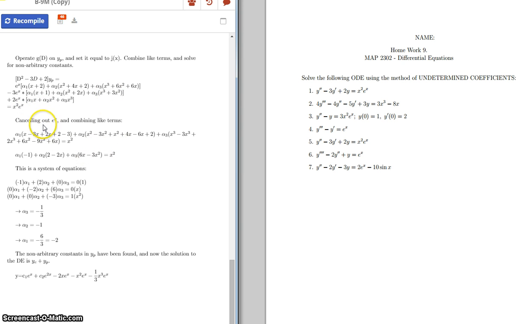Alright, now canceling out e to the x, because we have an e to the x here, here, here, and here, we can divide by e to the x and simplify it. So this is what our expression looks like after we are done doing those steps. And simplified even further, we see that g of d operated on yp results in this when you set it equal to j of x. This is a system of equations, which fortunately I'm learning about in linear algebra right now. It's pretty easy to deal with.